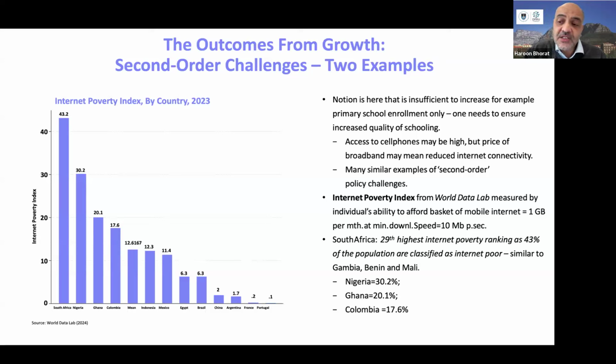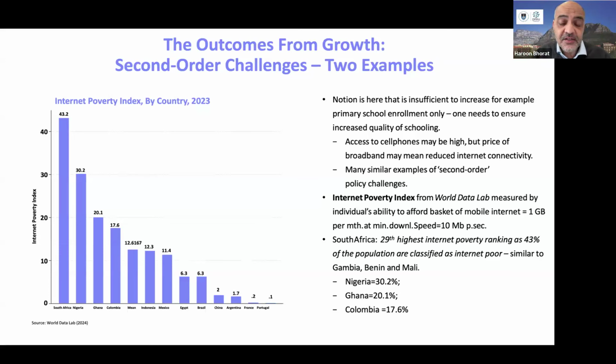So they ask the question and they standardize it across all countries, and then of course in PPP terms, they measure the proportion of people in a country that can afford 1 gigabyte per month of data at that 10 megabytes per second speed. So then they ask the question, well, what percentage of people can afford it and what can't? So that then gives you what is called an internet poverty index.